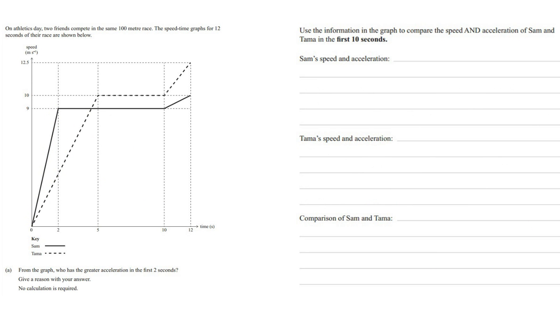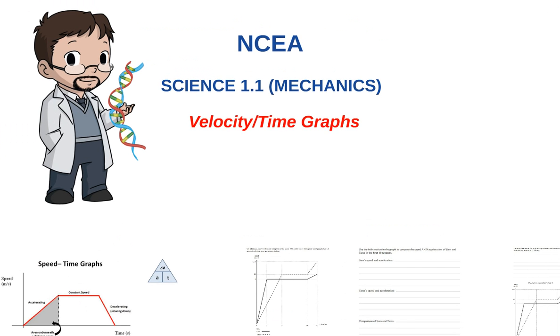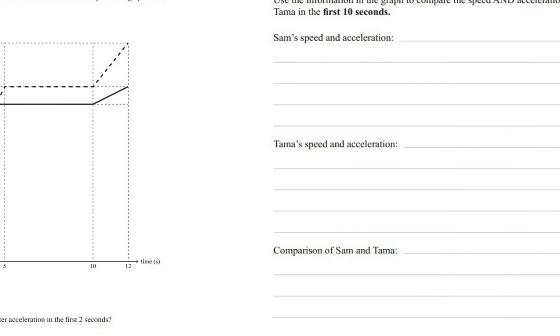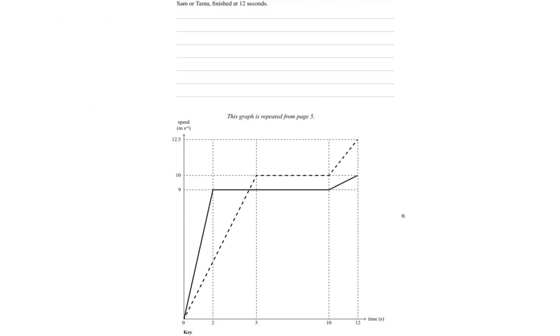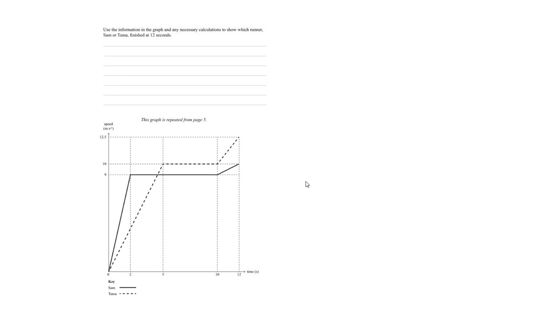So we've got one last question to go, and this is a pretty good question. All right, a little bit tricky. Here we go. All right, so we've got our graph here again, and I'm sorry if it's a little bit small. I'll read it out for you. So it's the same graph as before. Use the information in the graph and any necessary calculations to show which runner, Sam or Tamara, finished at 12 seconds. So at the end here at 12 seconds, which one of them actually finished the race?